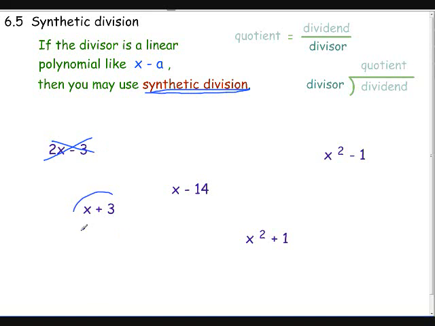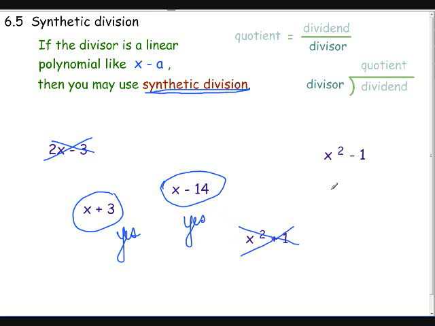Could we use it here? Yes, here we could. Yes. This one? Yes. This one? No. And this one? No. Please notice that when we talk about synthetic division, we always think of it as x minus something. So in this case, it'll be x minus a positive 14. And this one we would think of as x minus a negative 3. That's going to become important in just a moment.